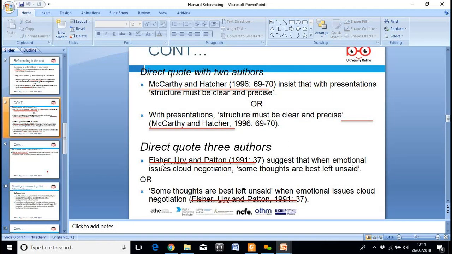With three authors, you've got Fisher, Urey, and Patton suggest, whatever, some thoughts are best left unsaid, and then you put that in at the end. It doesn't really matter, again, which way it goes. Sometimes you'll see on a reference, Fisher, Urey, Patton, et al. It means there are quite a lot more who have actually mentioned this as well, and by putting that et al in, you've just mentioned them, if you like, because it's about a widely covered subject.